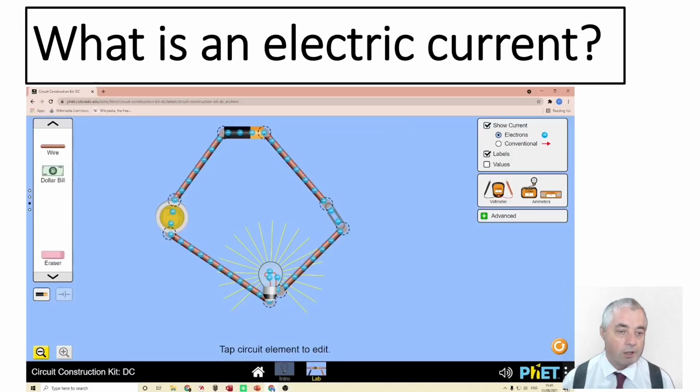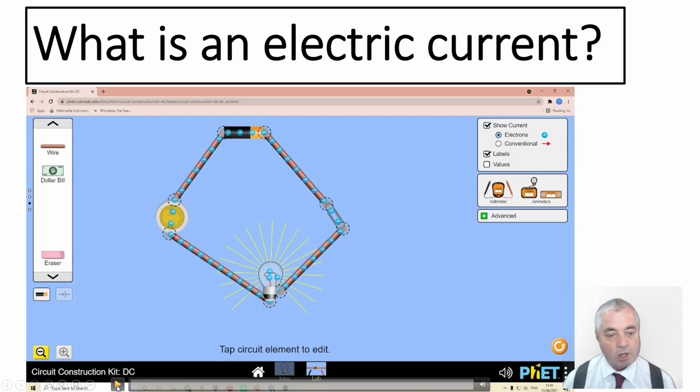There's a really good simulation of what happens in electric circuits. It's called the Circuit Construction Kit, and it's produced by PhET. And I will put a link to that in the comments for this video so you can have a go at it yourself. But this video shows really nicely what's going on. It shows electrons in the circuit moving, and that's what the current is.